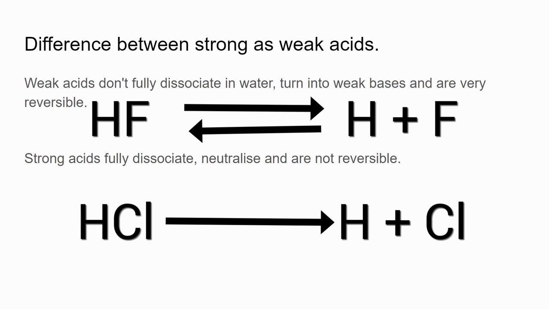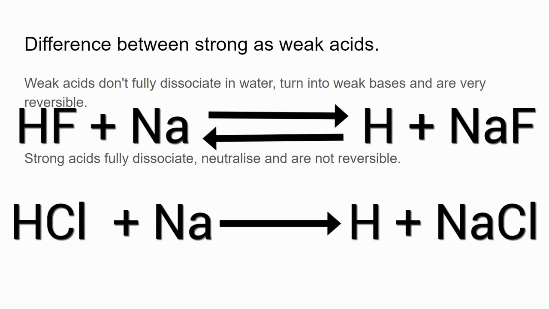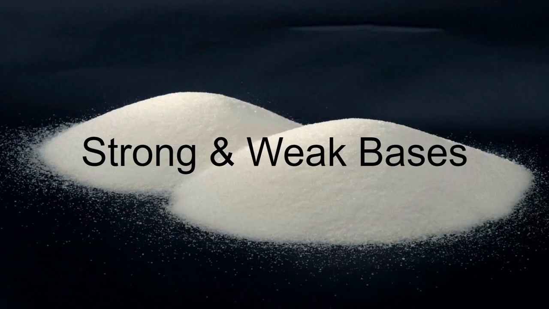Strong acids, on the other hand, fully dissociate, neutralize, and are not reversible. With strong acids, like HCl, if you make them into a salt, they become neutral. So NaCl is neutral, it's table salt. Weak acids, on the other hand, will turn into weak bases. Add Na to hydrogen fluoride, you will get sodium fluoride, which is a weak base.